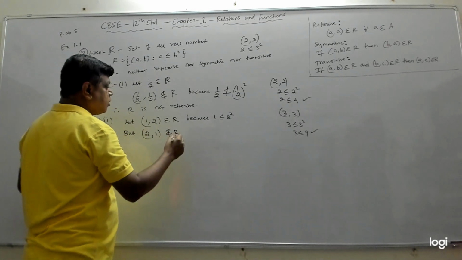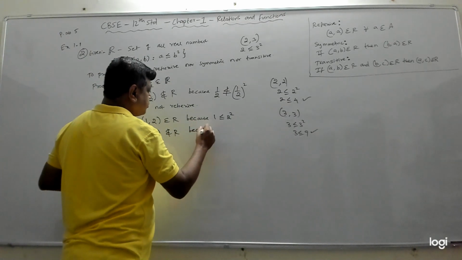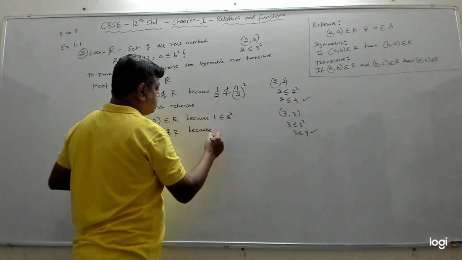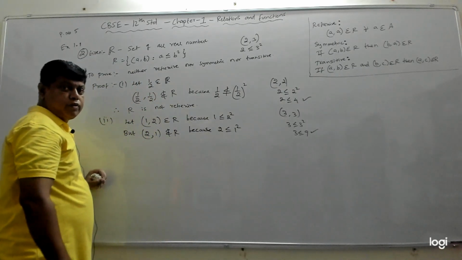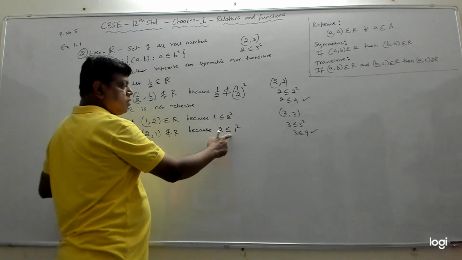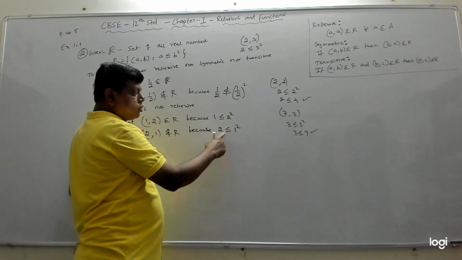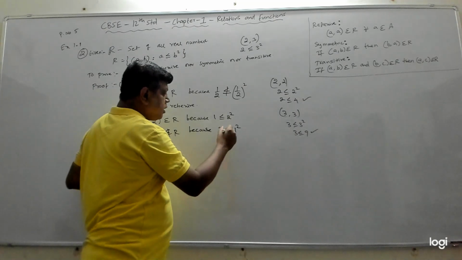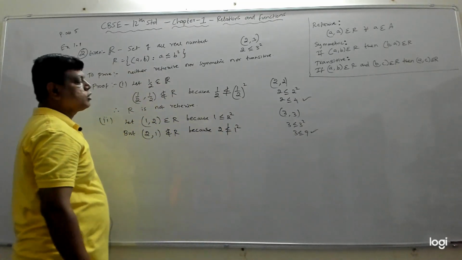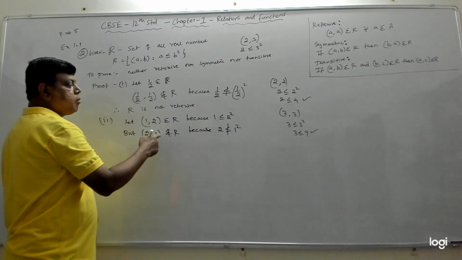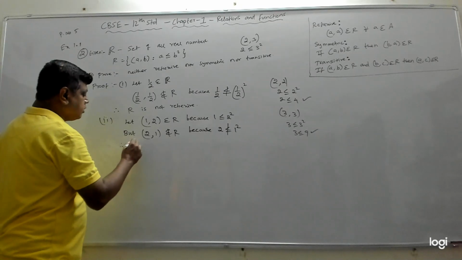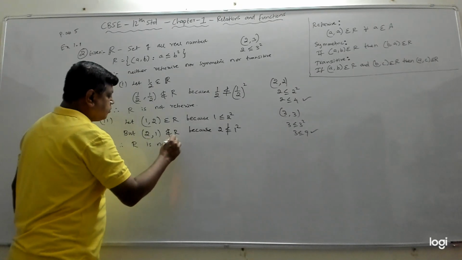Why does (2, 1) not belong to R? Because 2 would have to be less than or equal to 1 squared. Can you say 2 is less than or equal to 1? No, 2 is not less than or equal to 1 squared, because 1 squared is 1. Is 2 less than or equal to 1? No. Therefore, it does not belong to R. So (1, 2) belongs to R, but (2, 1) does not belong to R. Therefore, R is not symmetric.